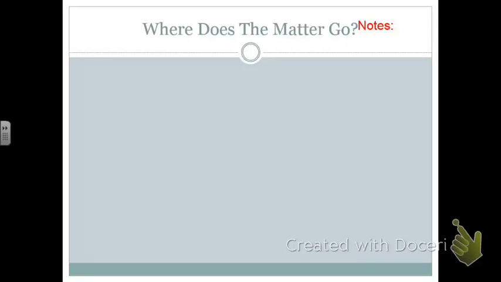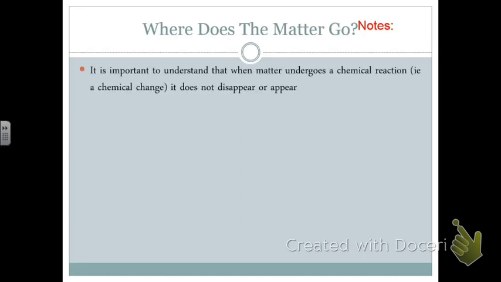We're getting toward the end of our chemistry unit, and the title of this video is called Where Does the Matter Go? And we're going to be talking about the law of conservation. We have looked at the historic view of this. We talked about Lavoisier and how he was able to prove the law of conservation by careful measurements in a closed system: what you start with, you're going to end up with the same amount of matter. It's just going to change forms, whether that be to a gas or a liquid or a solid.